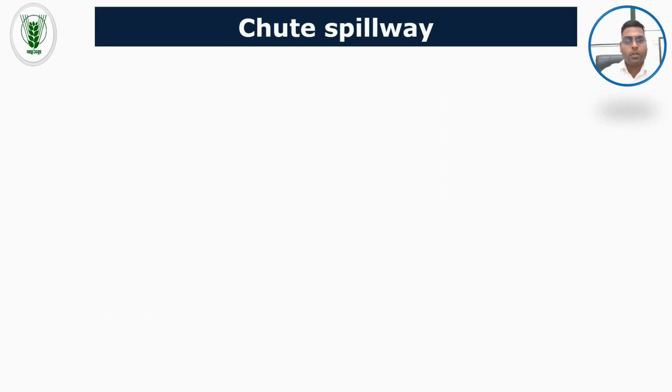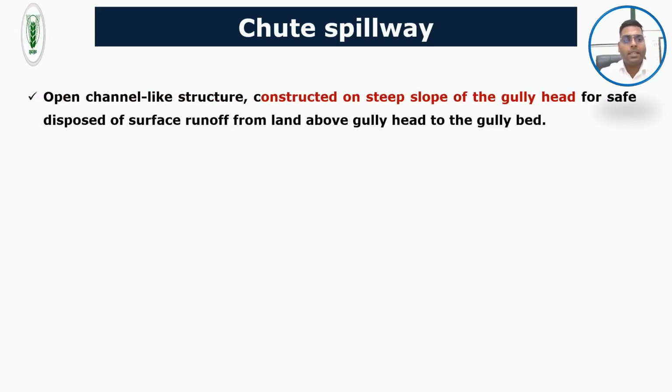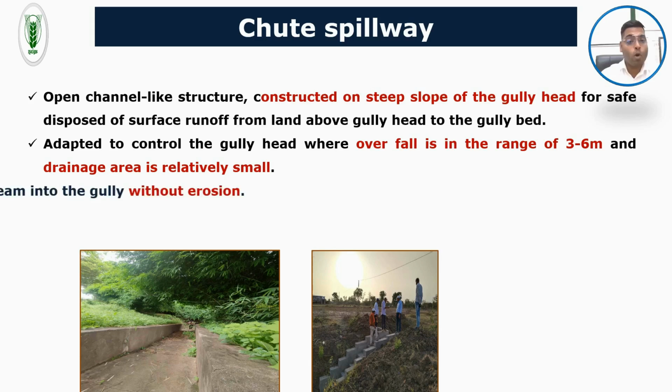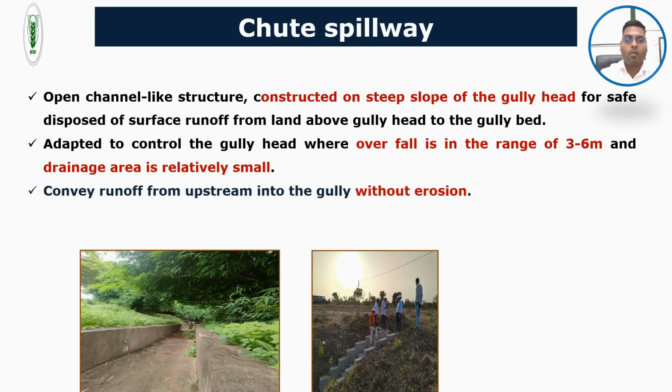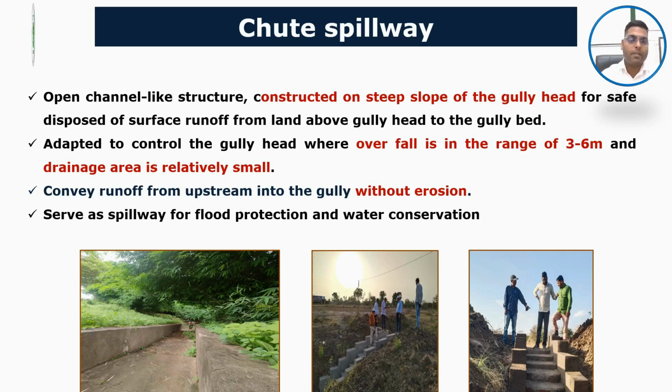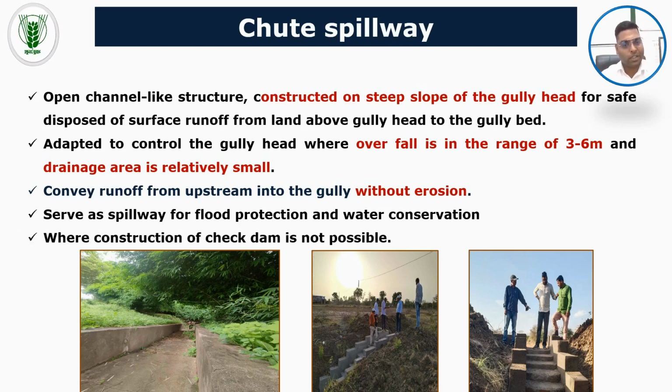The next one is the chute spillway. It is an open channel-like structure constructed on steep slopes of the gully head for safe disposal of the surface runoff from the land above the gully head to the gully bed. It is adopted to control the gully head where the overfall is in the range of 3 to 6 meter and the drainage area is relatively small. It conveys runoff from upstream into the gully without erosion, and it serves as a spillway for flood protection and water conservation. Chute spillway is preferred where the construction of a check dam is not possible.